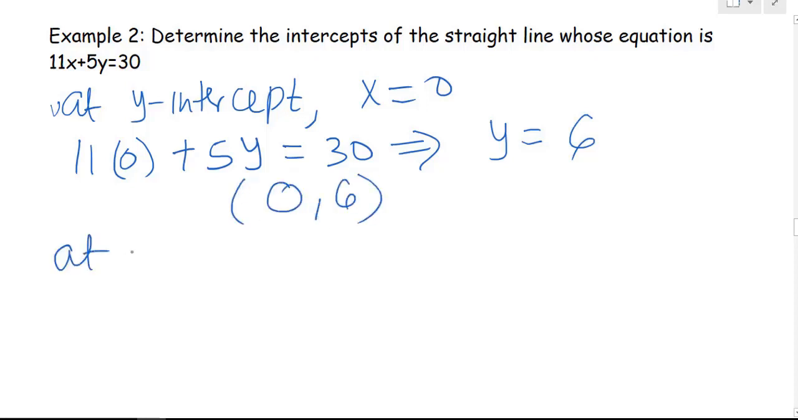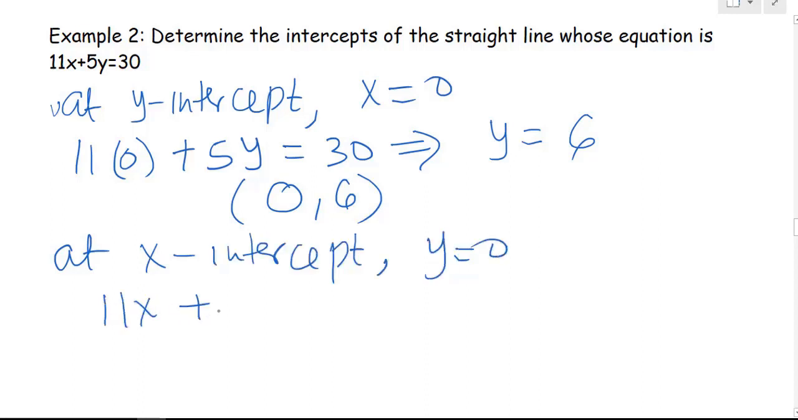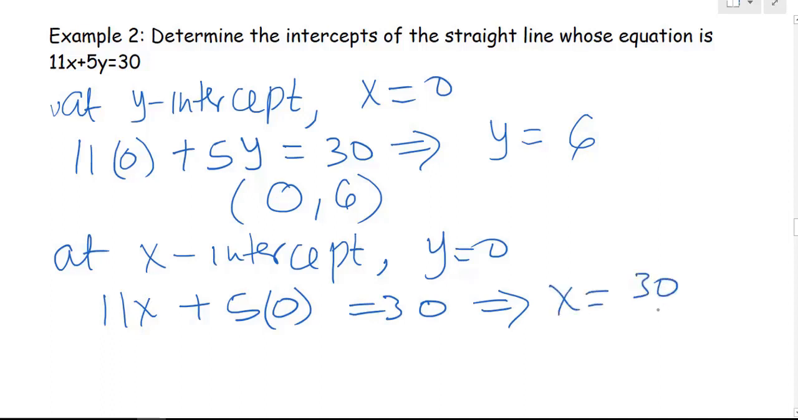Idea number 2: at the x-intercept, y equals 0. So we have 11x plus 5 multiplied by 0 equals 30, and this tells us that our x equals 30 over 11, and therefore the coordinate of our second intercept is (30 over 11, 0). And those are our x and y intercepts.